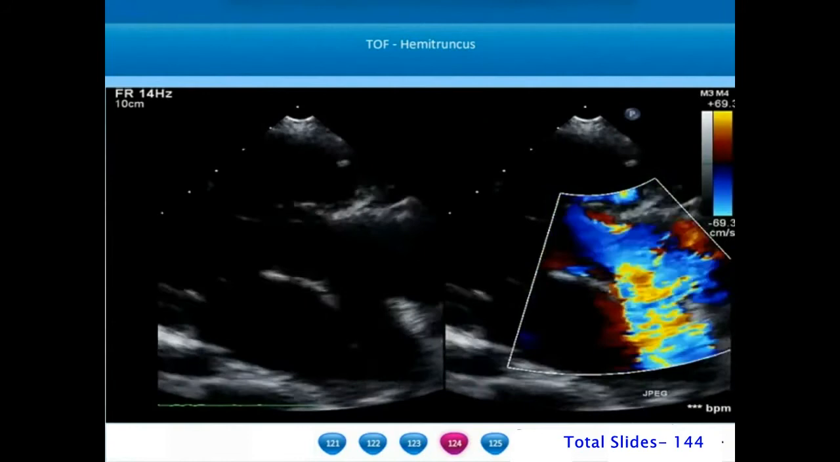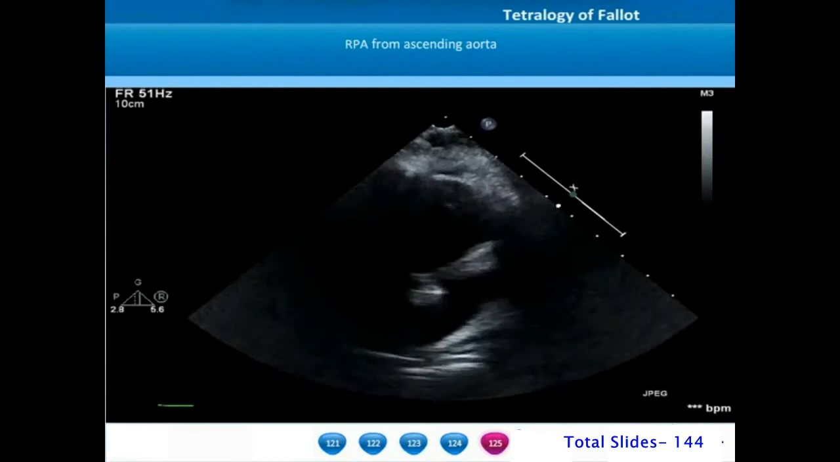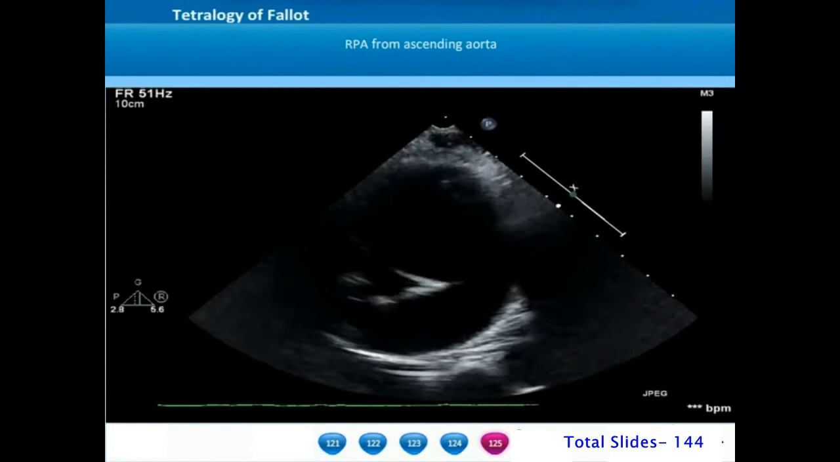On a color flow interrogation, we are able to appreciate a torrential flow of blood from the ascending aorta towards this posterior great artery. On a parasternal short axis view, we can notice the hugely dilated right pulmonary artery arising from the left and posterior wall of the ascending aorta.